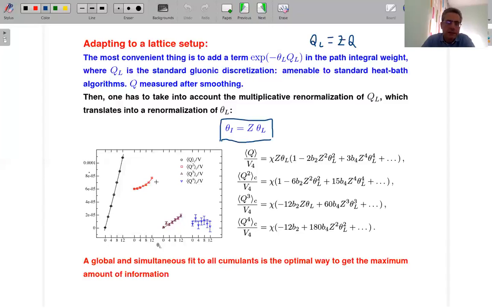Then another observation is that the fourth order cumulant brings poor information to the global fit. Even if you discard it, you can see here that the data have very large errors. And so much of the information comes from the first 2 or 3. Okay.